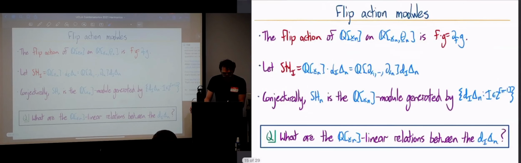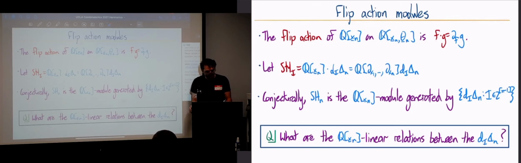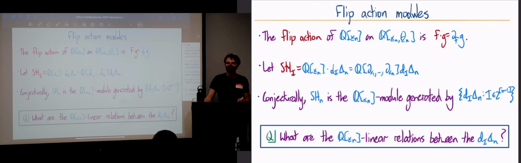So we get some cyclic modules, if we want, using those conjectural top guys. I'll call SH_i the cyclic module generated under the flip action by that alternant d_i delta_n, explicitly that. And just restating the differential operator conjecture, the superharmonics are the Q[x1 through xn] module generated by those 2^(n-1) generators.